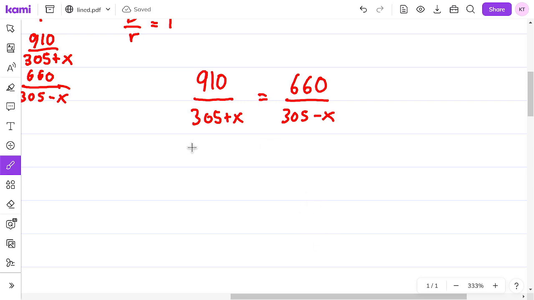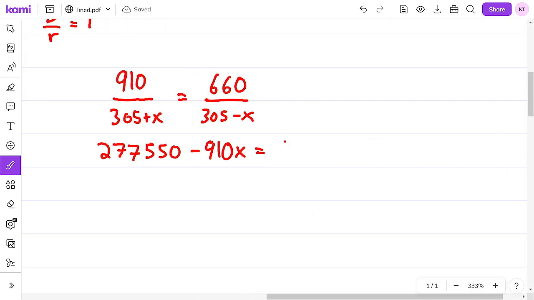So that will give me, what is this? 277,550 minus 910x is going to be equal to, let's see, 201,300 plus 660x. So again, I get that by cross multiplying these. I'm going to have to distribute to each one of those in order to get that.